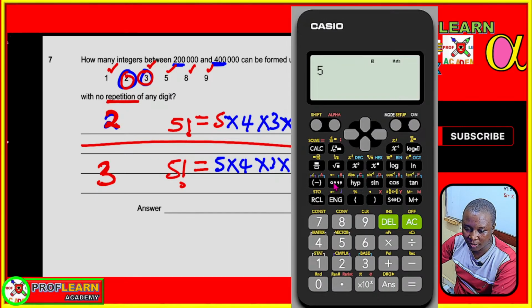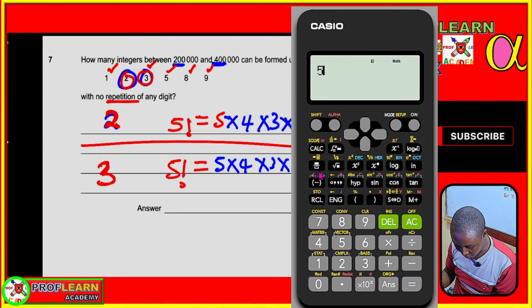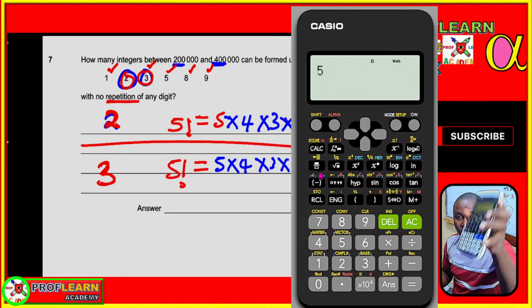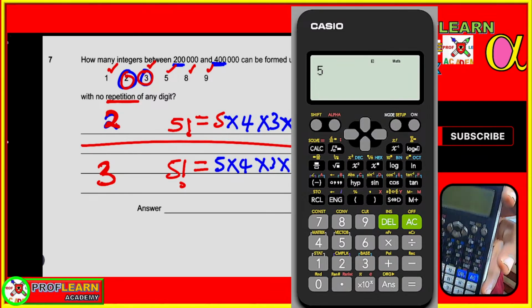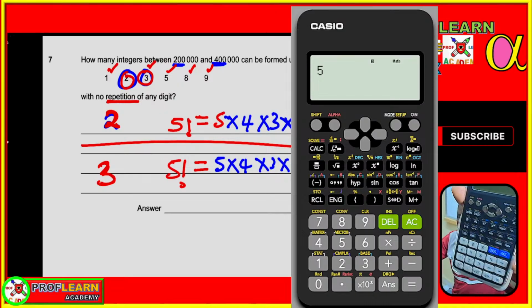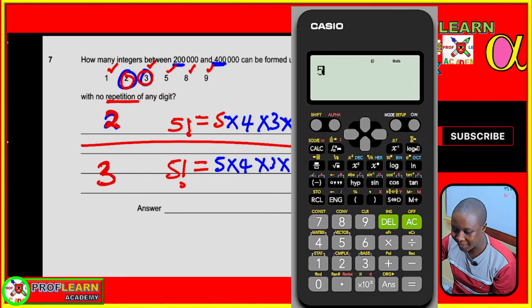5 factorial, guys. Where is it? Let's check where 5 factorial is. I even have the physical calculator here. If you are using that calculator, where is 5 factorial? Guys, can you tell me where to press? I'm waiting to hear that in the chat section.